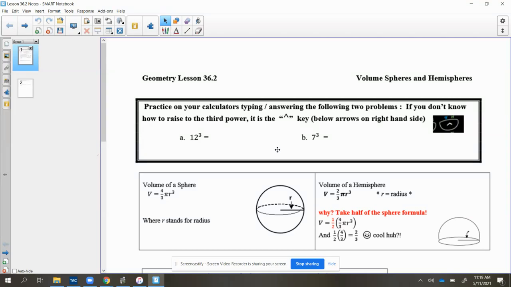Everyone, and welcome to lesson 36.2, our last lesson in Unit 5, Part 2 before our test. Today we're going to talk about the volume of spheres and hemispheres.